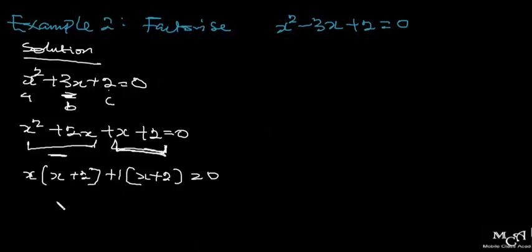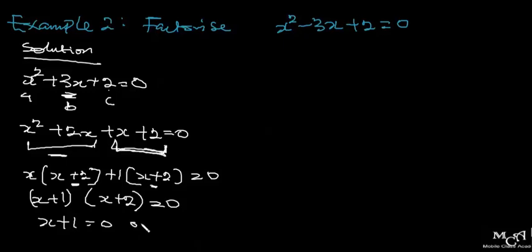So everything outside the bracket, we put them in a group. That's x plus 1. We have two brackets with the same values, so x plus 2, we just pick one. x plus 2 equals 0. So by now, we should know that our x plus 1 equals 0, or our x plus 2 equals 0.